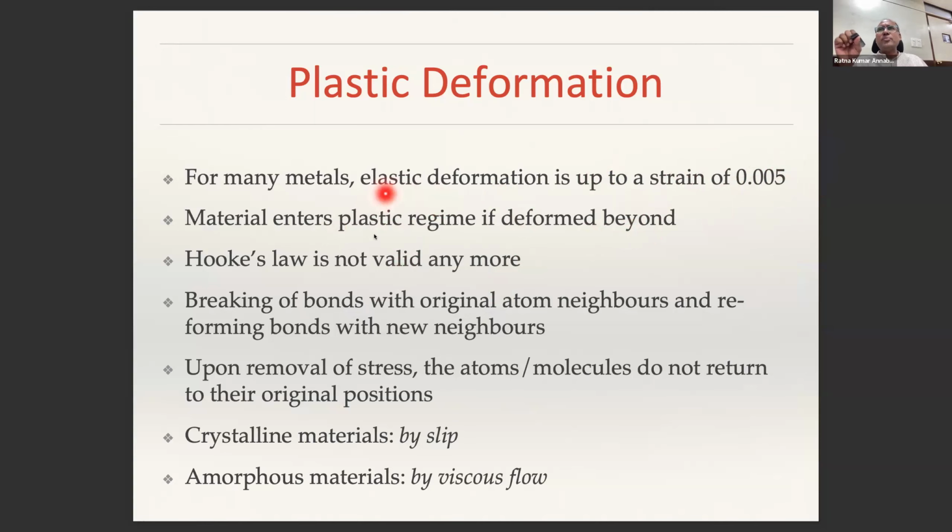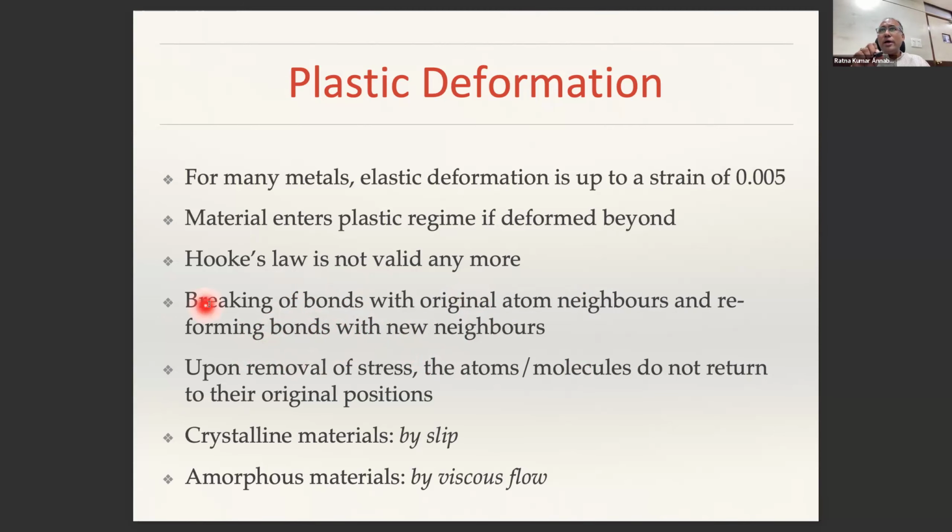And once you enter the plastic deformation regime, the relation between total stress and total strain cannot be represented by Hooke's law anymore. Hooke's law does not work. Hooke's law works only in the elastic regime. In the plastic deformation regime, as we have discussed, what is happening? You have breakage of bonds with the original atom neighbors and reforming of bonds with new neighbors. That is what we have seen in the case of dislocation motion. So the original bond will be broken and a new bond will be established with the neighbors.